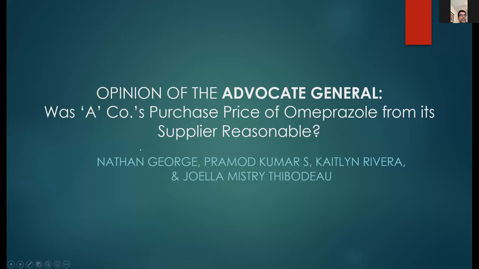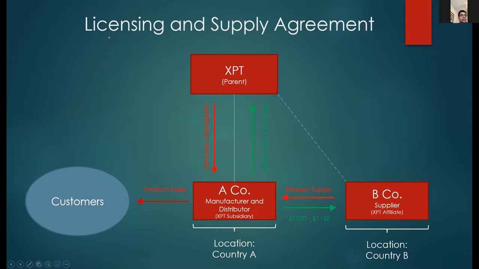We'll start with the facts of the case, the licensing and the supply agreement, because we are going first. So we will lay out the facts for everybody. Here we have A company, which is a subsidiary of XPT. XPT is the group that manufactures and distributes pharmaceutical products worldwide, and A company distributes the drug in country A. The main component of this drug is an ingredient which is still patented and very valuable to the group. In order to get rights to sell these products and ingredients in country A, a separate license agreement is entered into between A and the parent.